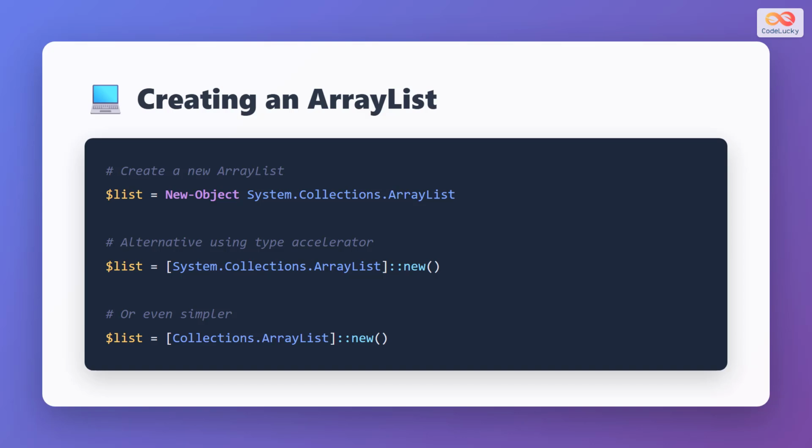There are several ways to create an ArrayList in PowerShell. The first method uses the New-Object cmdlet with the fully qualified type name System.Collections.ArrayList. Alternatively, you can use the .NET type accelerator syntax with square brackets, calling the new method directly. This approach is more concise and modern. You can even simplify it further by using just Collections.ArrayList as the type name. All three methods create an empty ArrayList that's ready to store your data. Choose the syntax that best fits your coding style and script requirements.